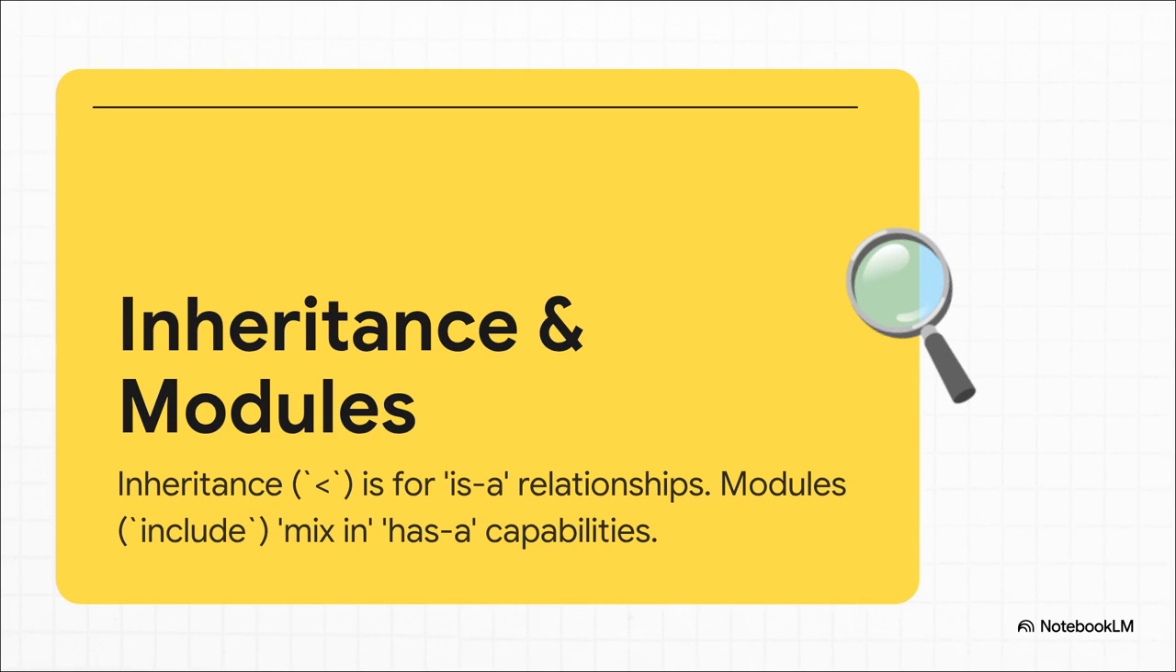Ruby gives you 2 really powerful ways to share code between your classes. First is inheritance, which is for is-a relationships. So an admin is a special type of employee. The other way is with modules, which are more for has-a relationships. Think of them like little backpacks of abilities you can mix in. A class doesn't have to be a printer to get printing abilities. It can just include the Printable module.